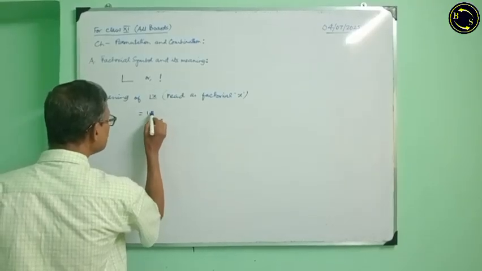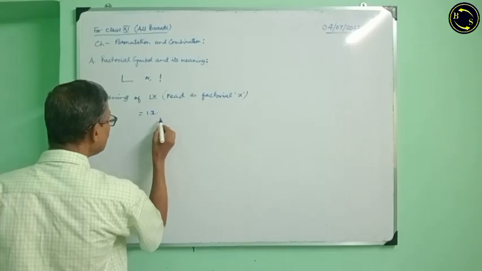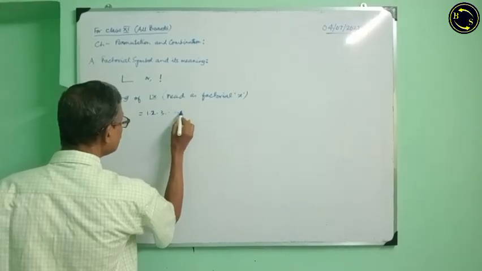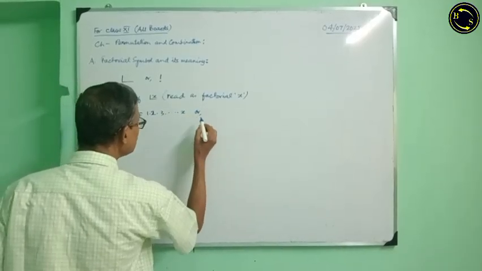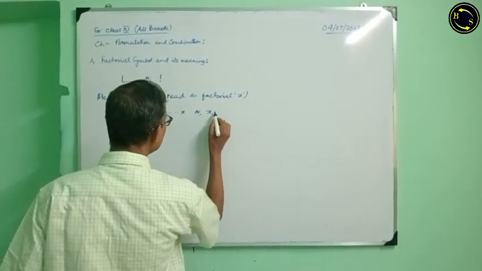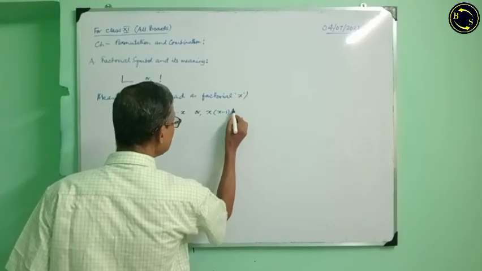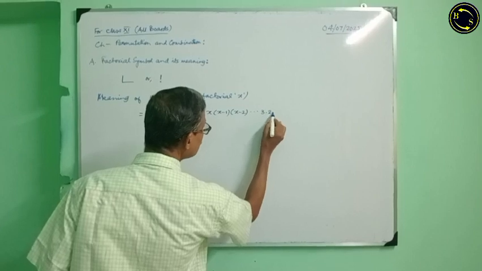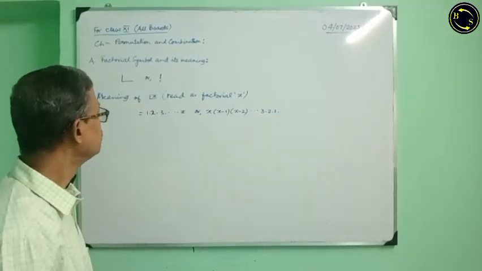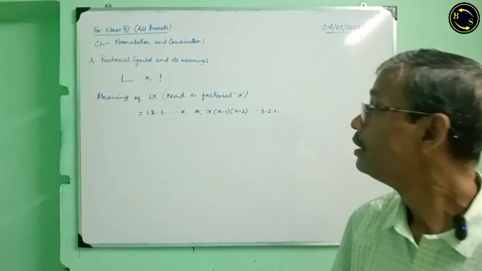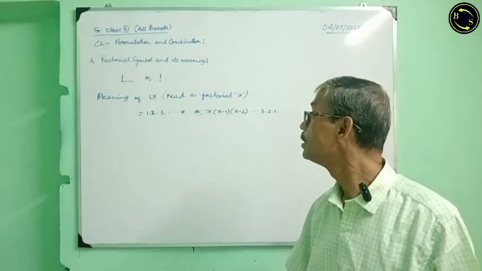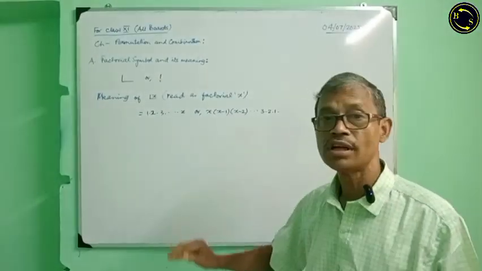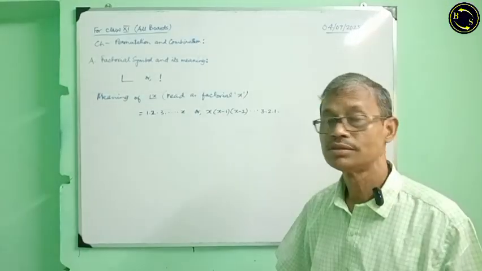successive product of 1, 2, 3 up to x, or in reverse order we can write x into x minus 1 into x minus 2 ... 3 into 2 into 1. Factorial x meaning is product of successive integers or natural numbers starting from 1 up to x.